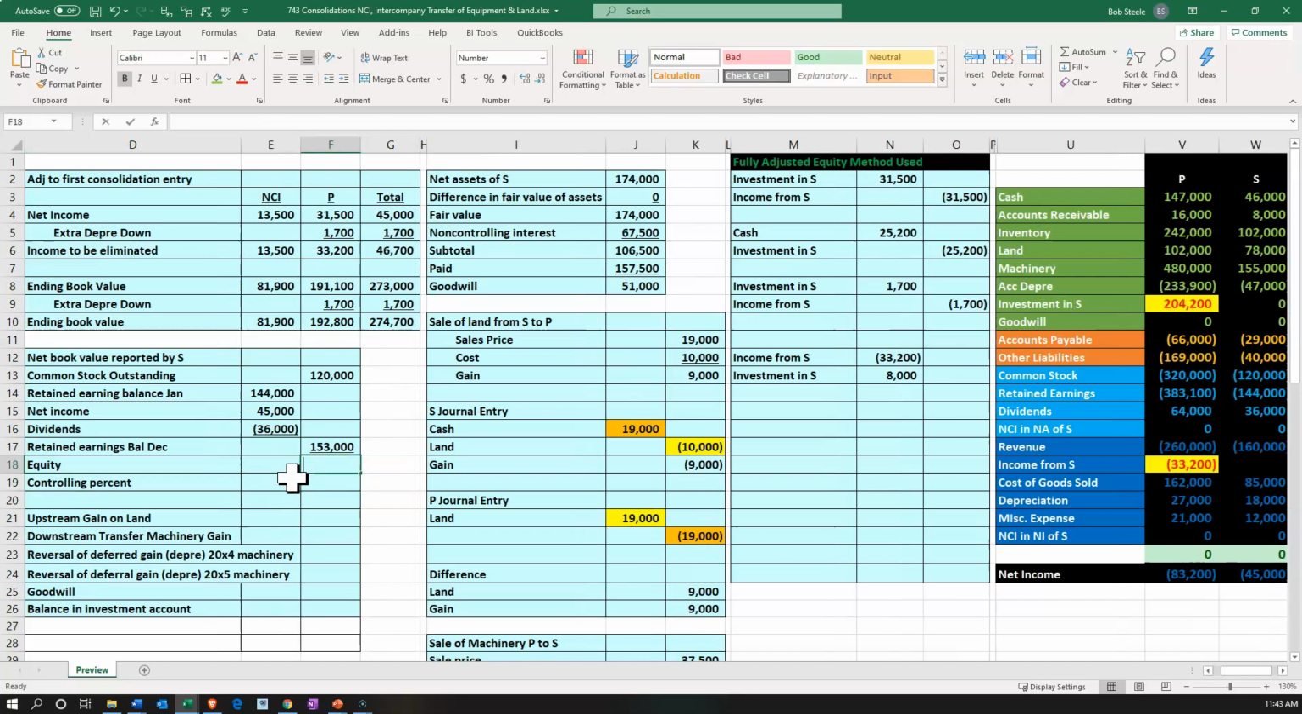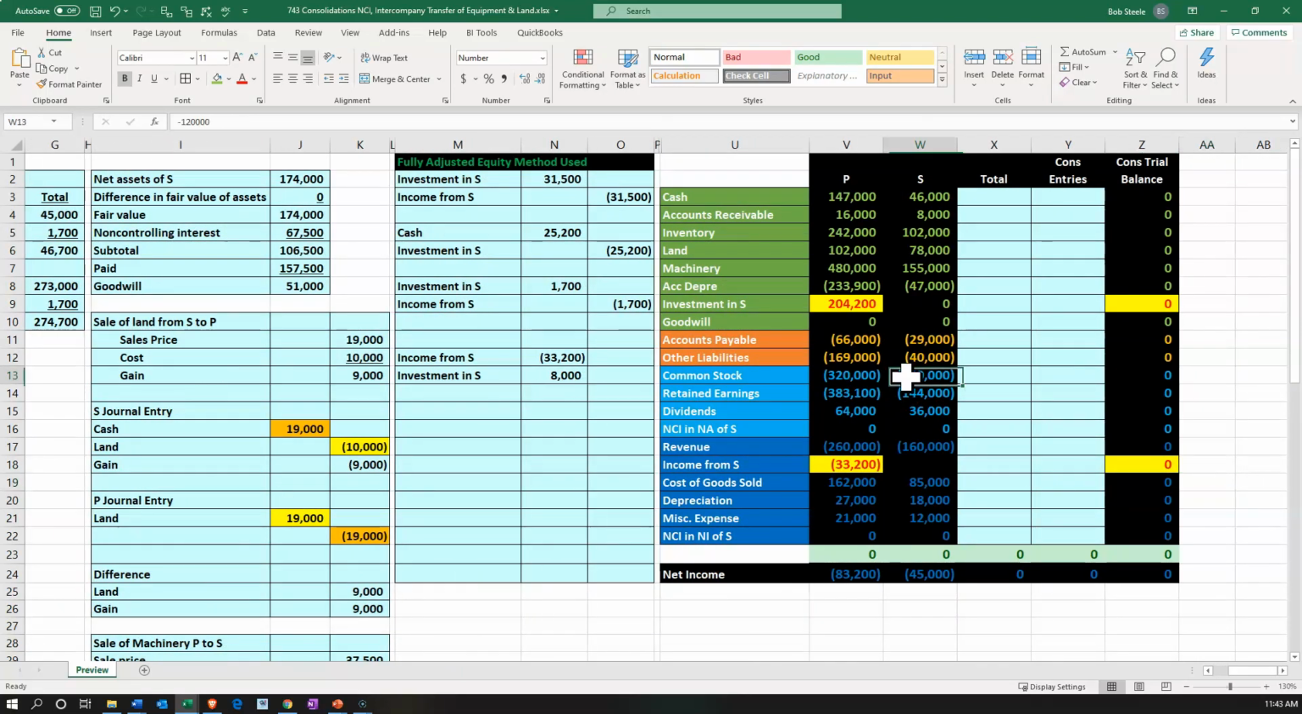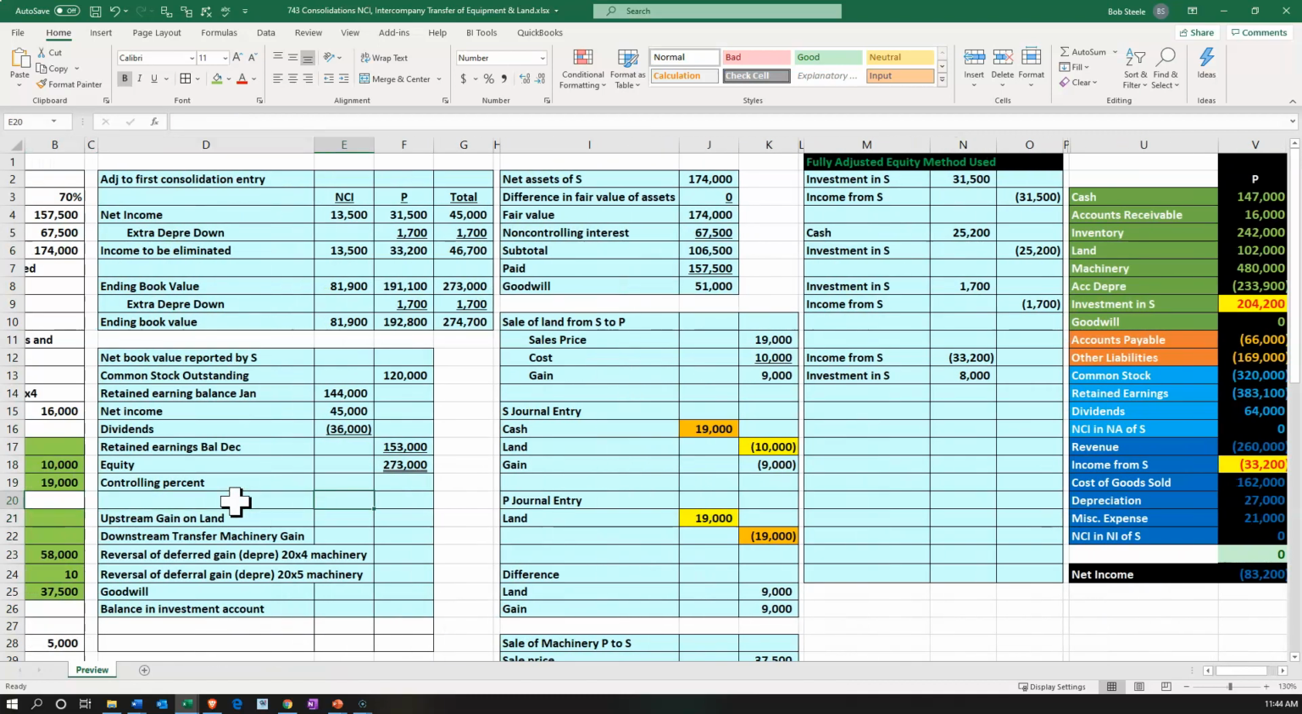And then if we take all of equity, the equity basically is that 273,000, which of course is the common stock and retained earnings. All right. Then we're going to say, of that, what's our controlling percentage of it? 70%, which we're going to say is this 70%. So you would think you would have the book value, assets minus liabilities at this point, times 70%, reflecting this number here. But obviously that's not the case because we have to make our adjustments to it.